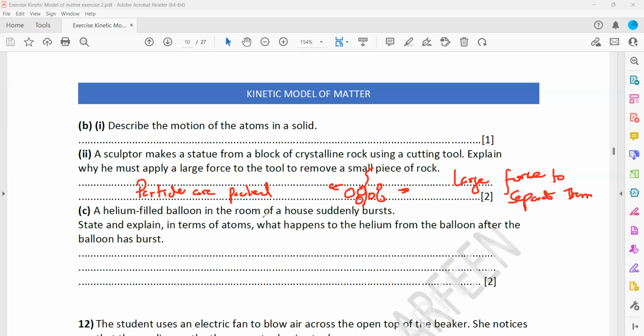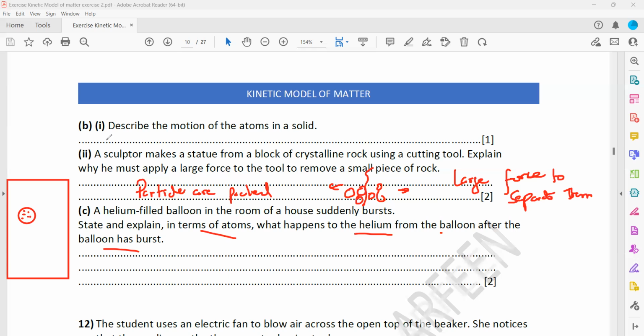A helium-filled balloon in a room of a house suddenly burst. State and explain in terms of atoms what happened to the helium from the balloon after the balloon has burst. So what will happen? Basically, there is a room and in the room the helium balloon has burst. If this is representing a room and this is a balloon, there are particles here.